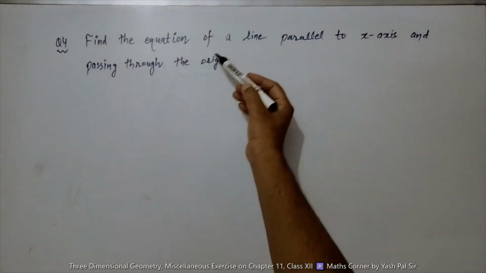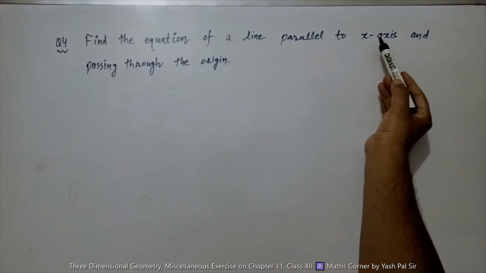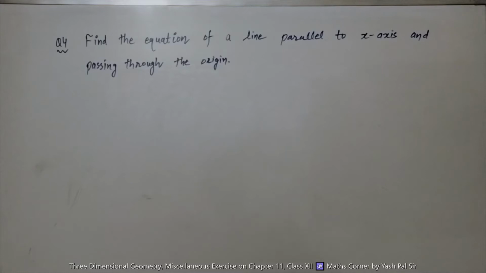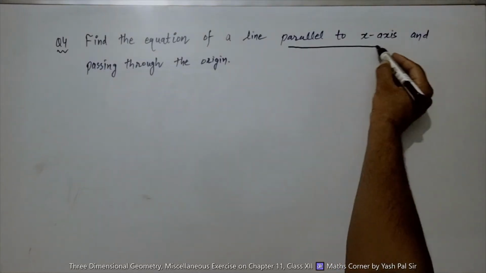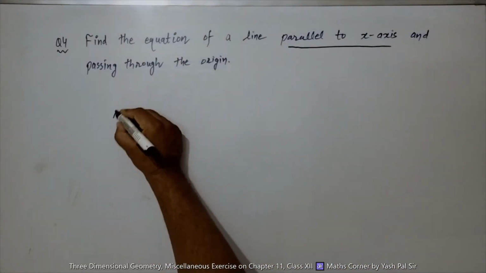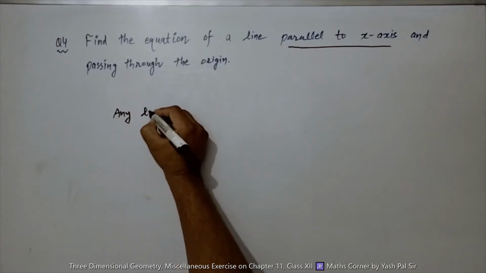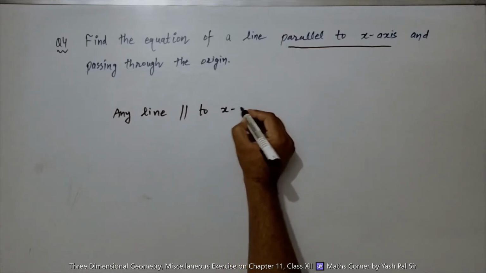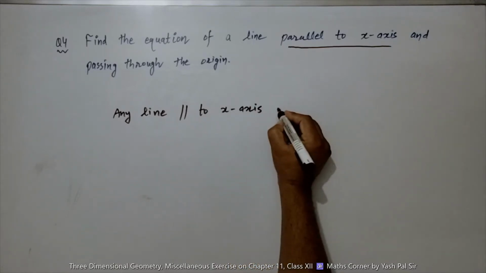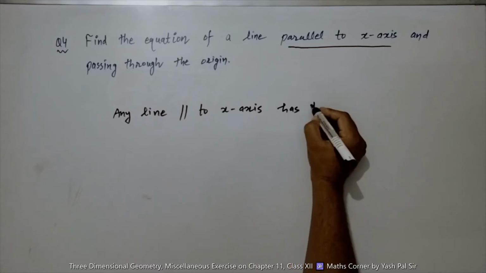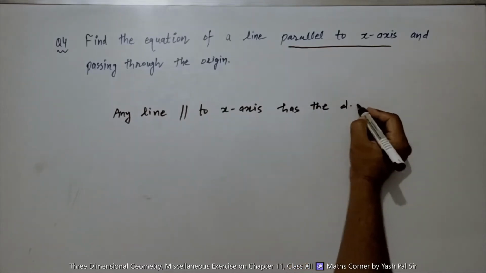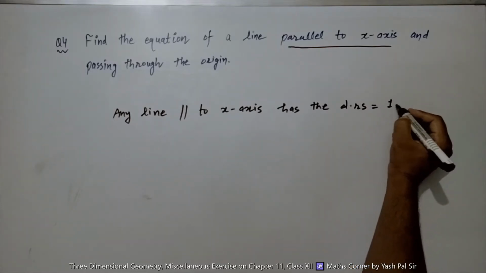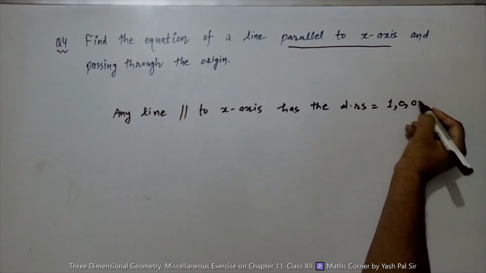Question number 4. Find the equation of a line parallel to the x-axis and passing through the origin. This is very important. Any line parallel to the x-axis has direction ratios equal to 1, 0, 0.